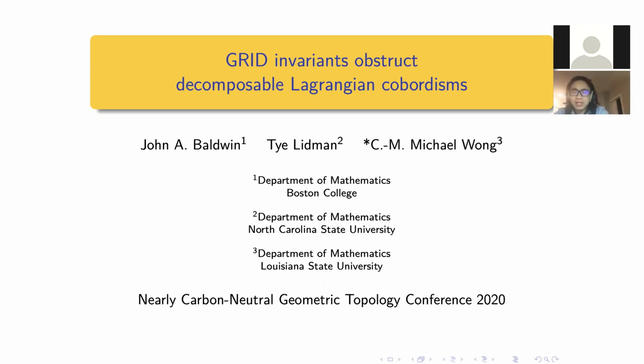And today I would like to talk about a piece of joint work with John Baldwin and Ty Littman, which shows that the Legendrian invariants in knot Floer homology are effective in obstructing decomposable Lagrangian cobordisms.